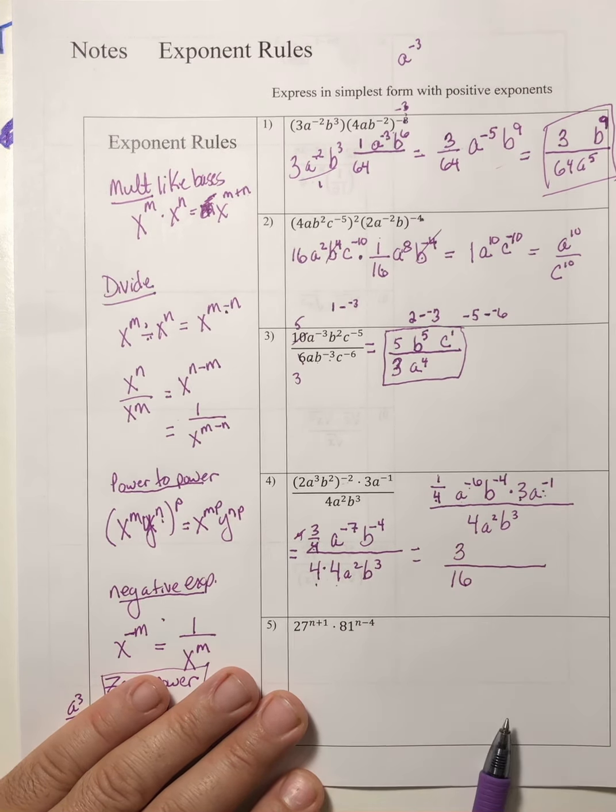All right, a to the negative 7 and a squared. Which one's larger? That's right, a squared is bigger than a negative 7. So a is on the bottom, so it's 2 minus a negative 7. So a to the 9th on the bottom. And negative 4 and a positive 3, which is larger? Remember your b's. Okay, so that's right, it's b to the 7 on the bottom. How'd I get that? 3 minus a negative 4. There we go, problem's done.